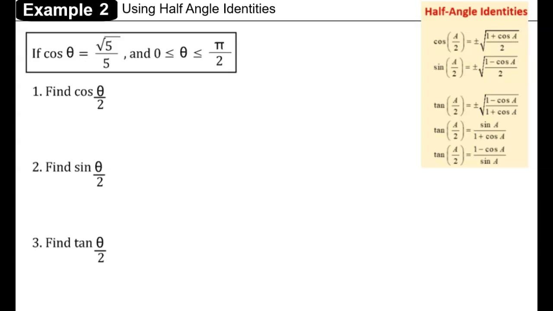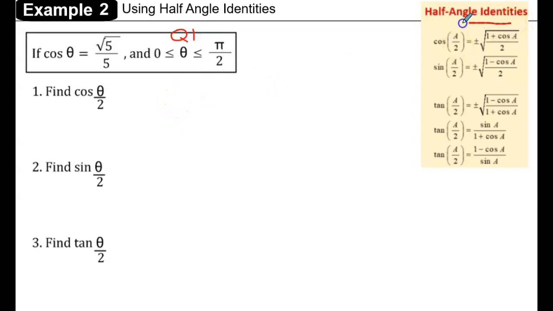In example 2, we're going to use half-angle identities to evaluate the cosine, sine, and tangent of a half-angle. We're given that the cosine of theta is root 5 over 5, and theta is from 0 to pi over 2 inclusive. That tells us that theta is in quadrant 1.